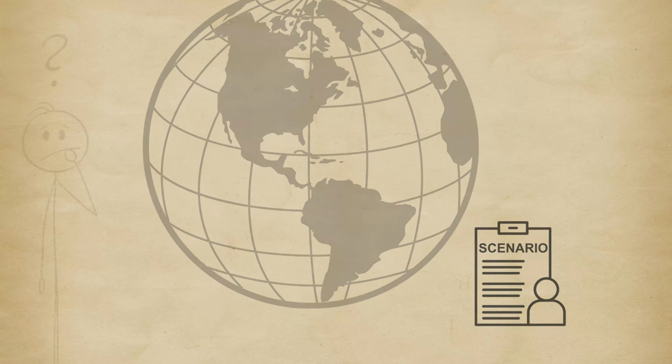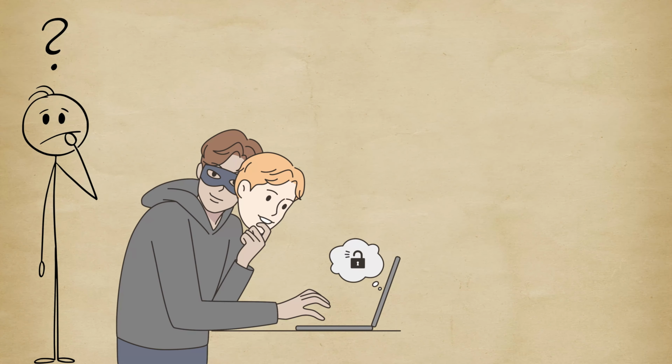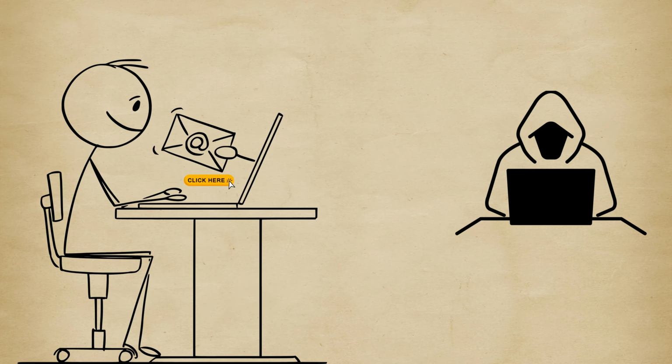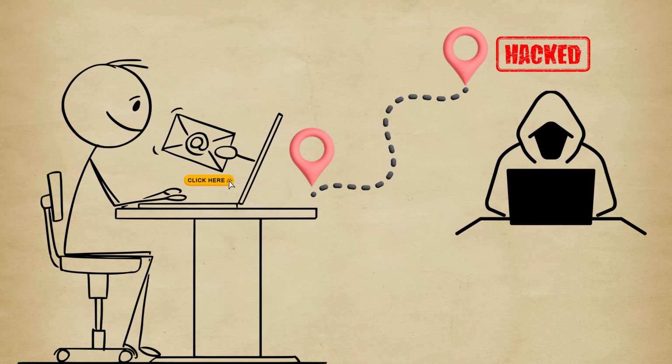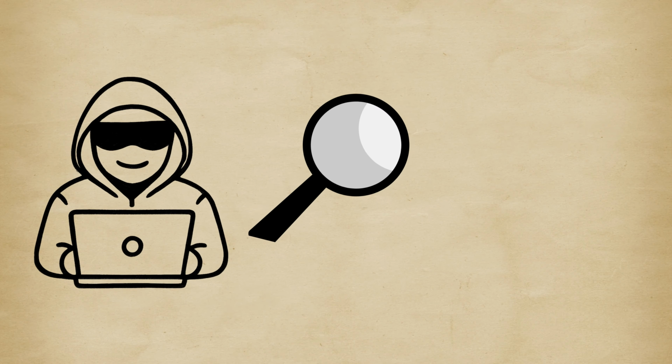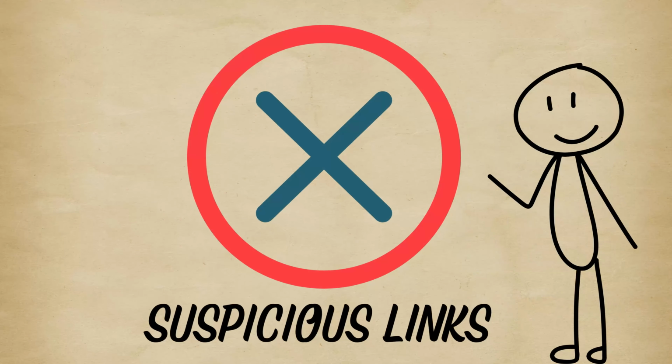Real-world scenario? Imagine a scammer DMs you pretending to be tech support. You click their link, and suddenly they have your location. Ethical hackers use this method to track cybercriminals, but it's also why you should never click suspicious links.